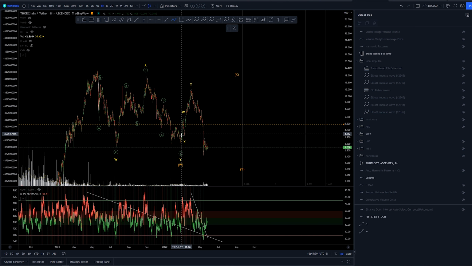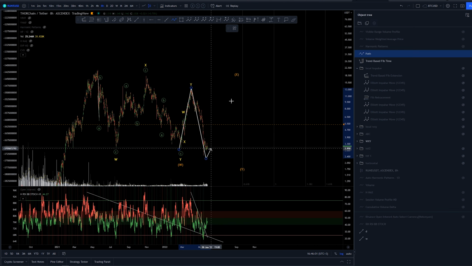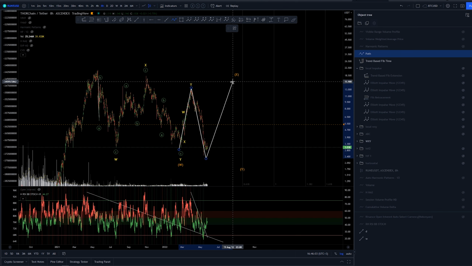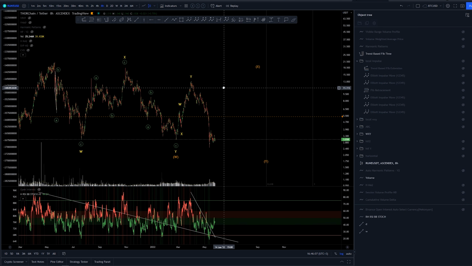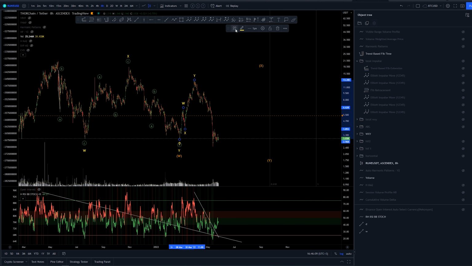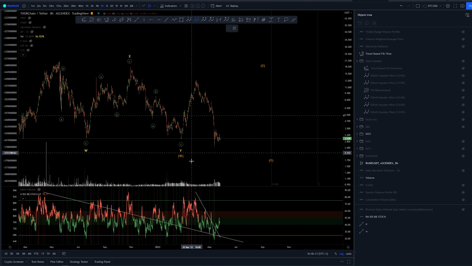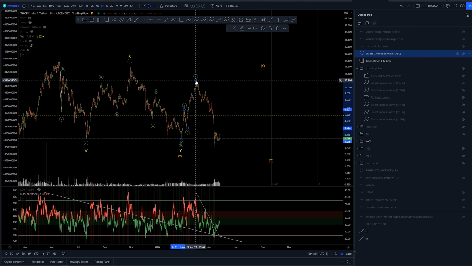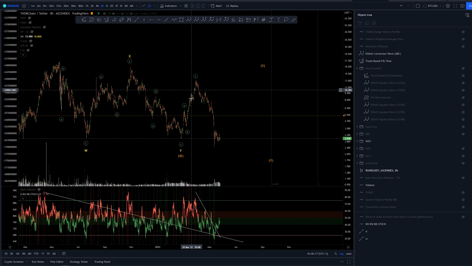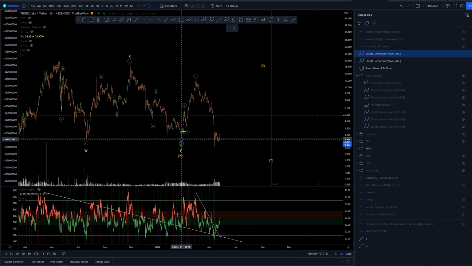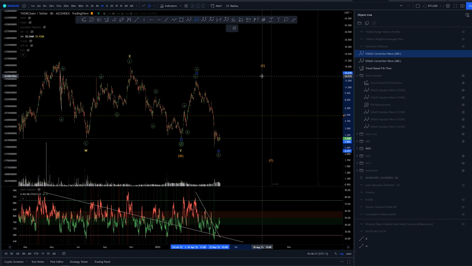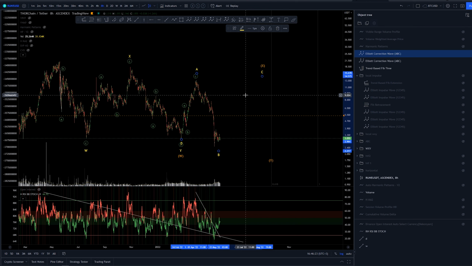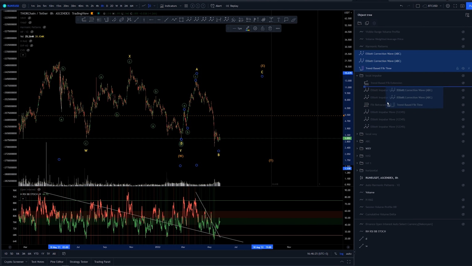Is this just the first leg of this X move, like so? That would be really bullish, right? So again, at that point we would downgrade this, whatever it is, ABC, to minute and have this as an A, B and C. Definitely a possibility.